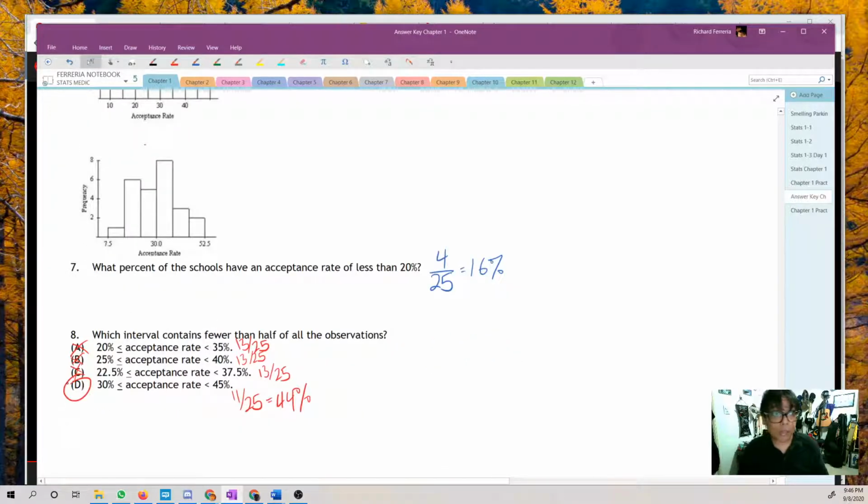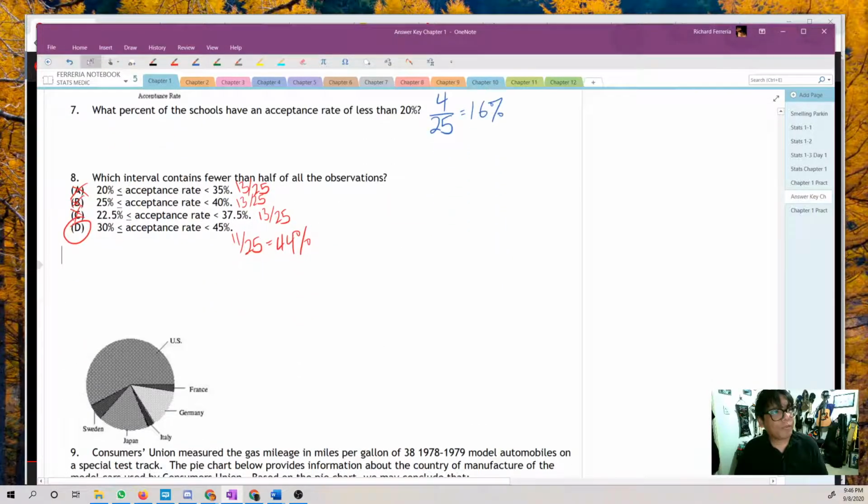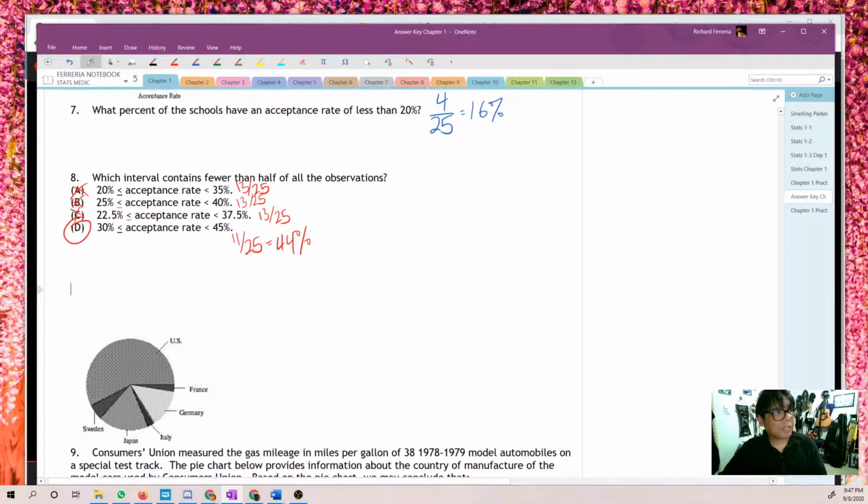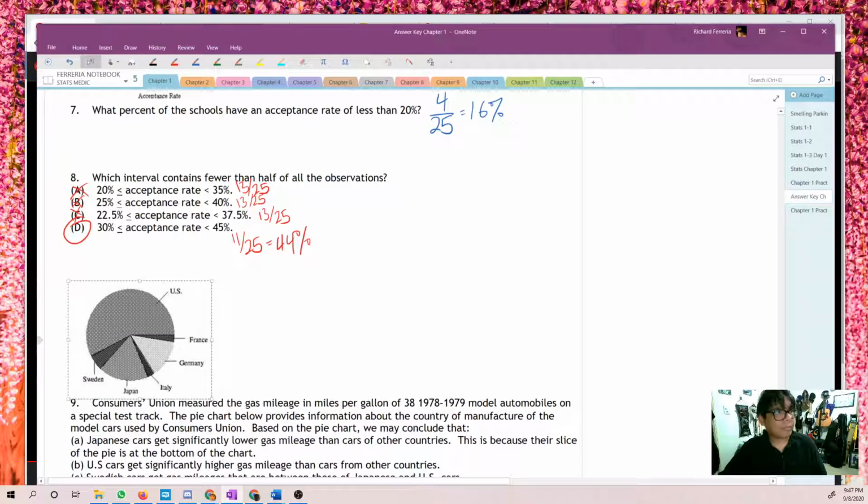Our correct answer should be letter D. Almost finished here, I can feel it come to an end. So let's take a look at number 9. This is a little bit of a trick question here.